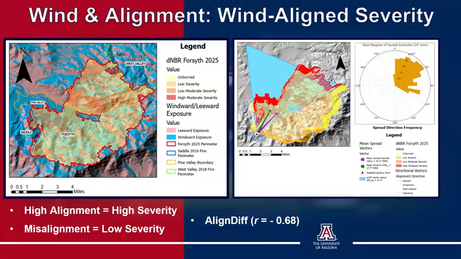The rose diagram on the right clearly shows that the Forsyth fire was strongly wind-driven, with a tight clustering around the 27 to 30 degree wind axis. Together, the windward-leeward map, alignment classification, and rose diagram tell the same story. The Forsyth fire spread fastest and burned more intensely where the wind direction, slope orientation, and canyon shape were aligned.